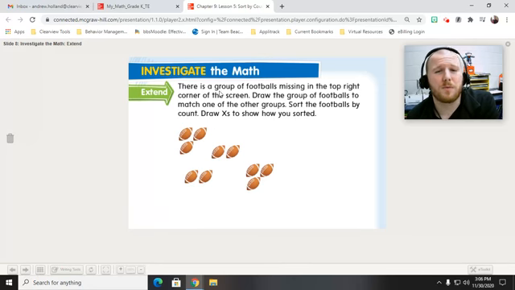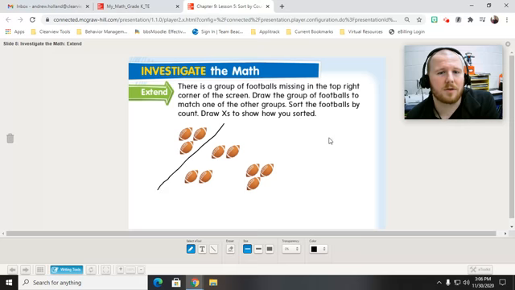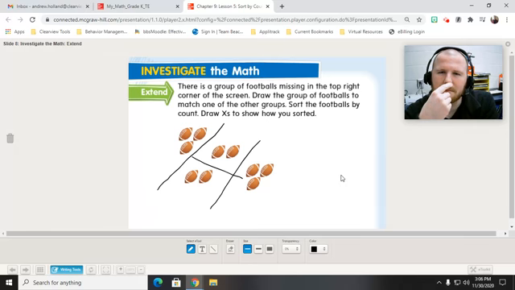Okay, so it's the same thing with these footballs. You see, we can obviously tell that there's a group right there and right there. So there's 4 groups of footballs. So it says draw a group of footballs to match one of the other groups. Drawing them? So let's do this group. So wait, there's a group of 1, 2, 1, 2, 1, 2, 3, 1, 2, 3.